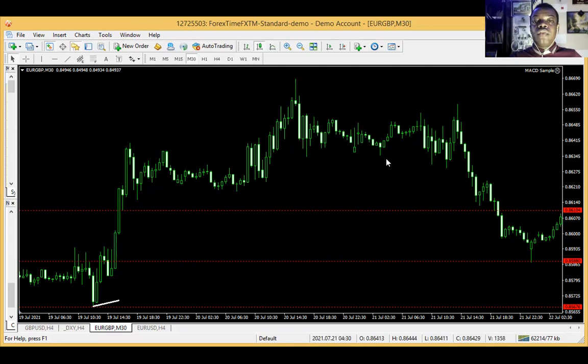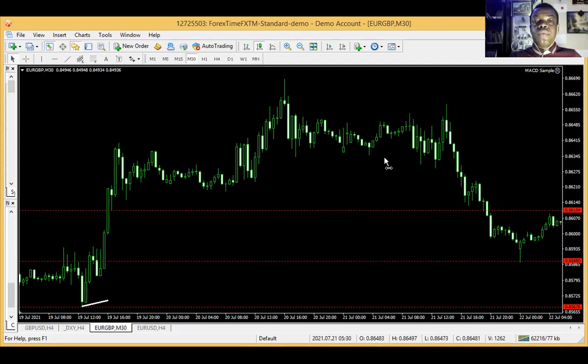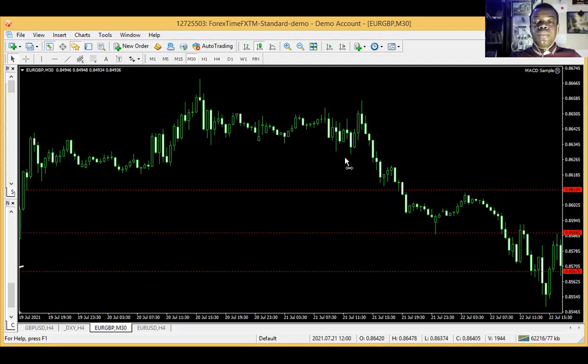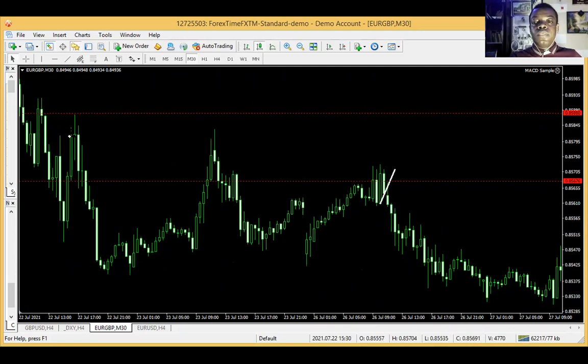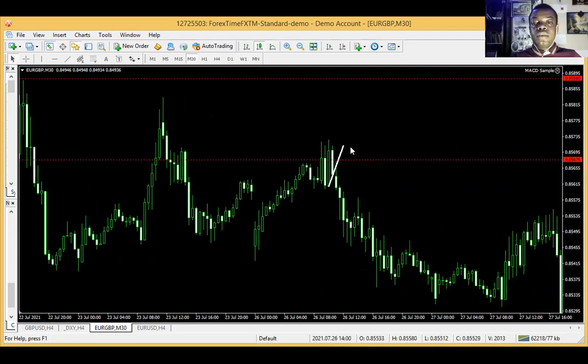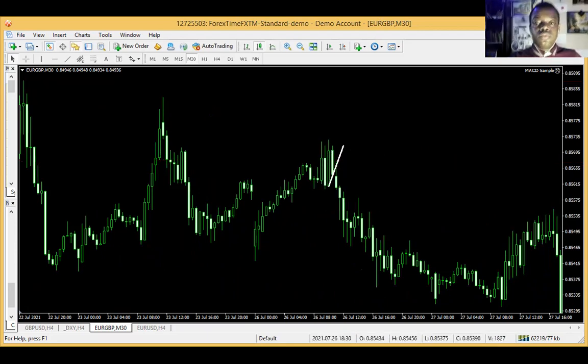Then I spotted another bearish piercing pattern. Let me check. Okay, this is another one. This is bearish piercing pattern. Okay, this one is bearish piercing pattern. You saw how this one. This one is not bearish. You call it dark cloud cover.